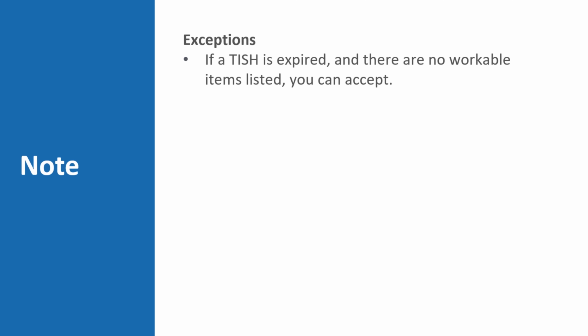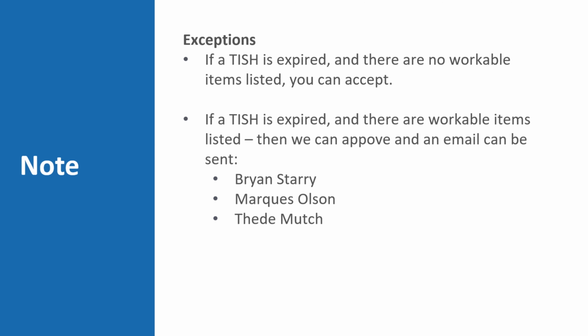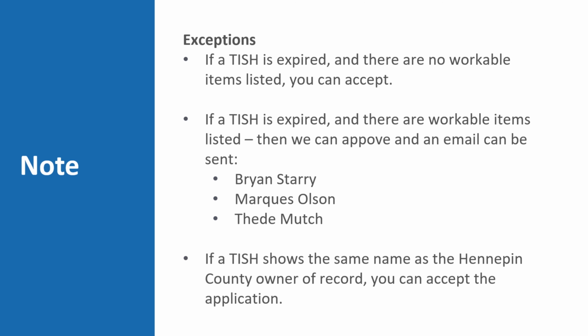Exceptions include, if a TISH is expired and there are no workable items listed, you can accept the application. If a TISH is expired and there are workable items listed, then we can approve and an email can be sent to the following people. If a TISH shows the same name as the Hennepin County owner of record, you can accept the application.